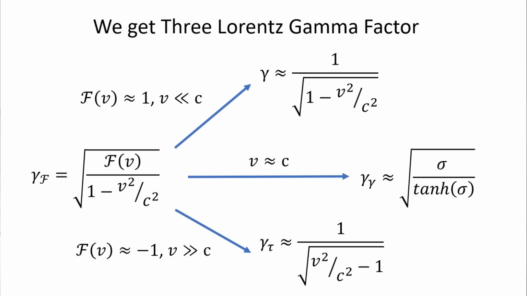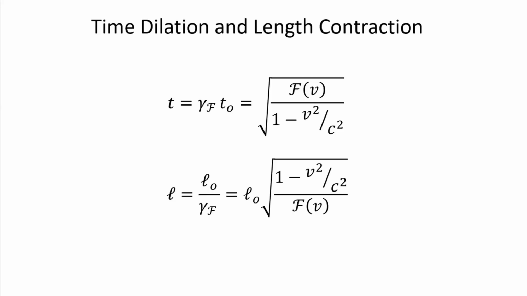Here we see that when the velocity is much less than the speed of light, the transition function is approximately 1, and we get what we expect, the classical Lorentz gamma factor. When it is approximately equal to the speed of light, we essentially get a constant term that's dependent on the temporal coefficient. And the temporal coefficient determines the transition rate crossing the light barrier. When we're faster than the speed of light, the transition function is -1, and we get what I call the tachyon Lorentz gamma factor, which describes how clocks and rulers will behave when we're traveling at faster than the speed of light.